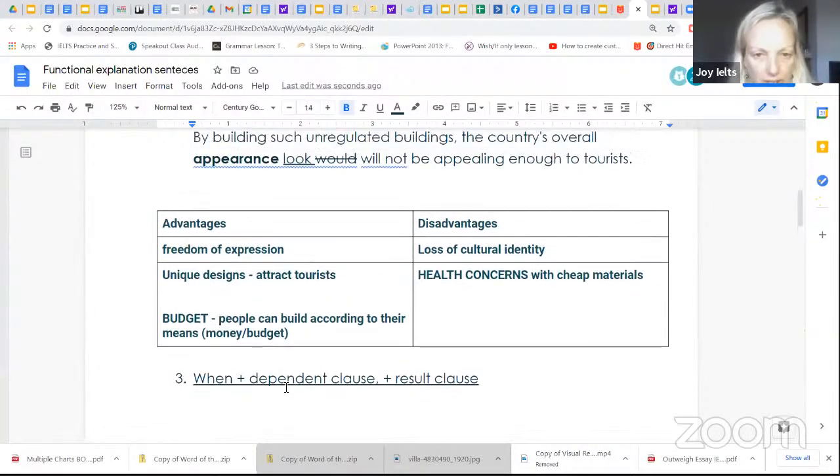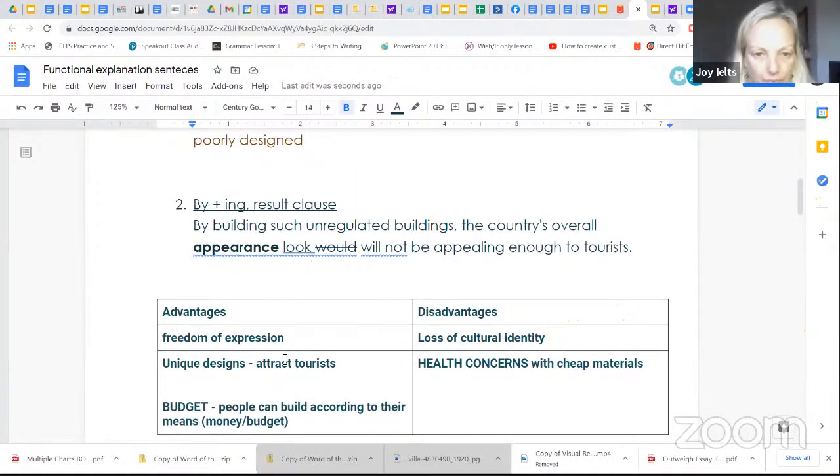Good. And then we use the structure with the present simple or the will or is likely to, but we don't use it with would. Okay, so we avoid would in this structure. This is not a conditional structure.